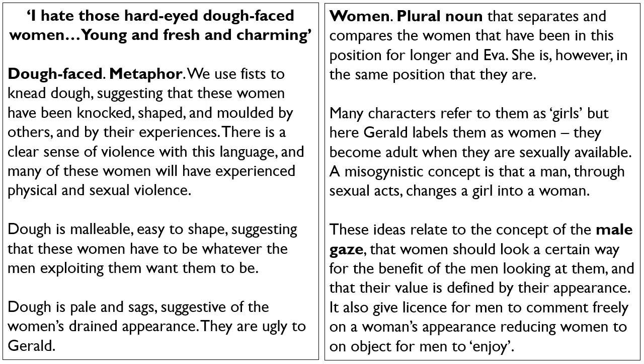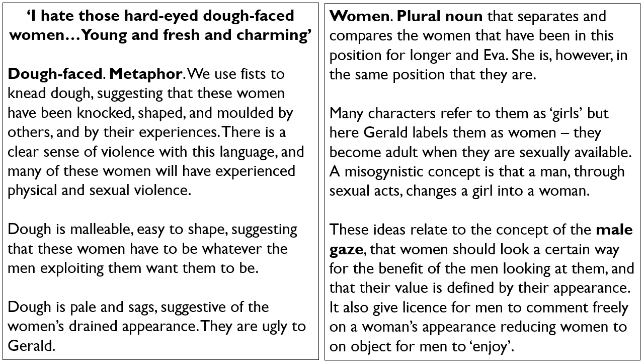When many people talk about Gerald as being a less unpleasant character, when we start to delve into his attitudes here, it reveals him to actually have some really deep-rooted, problematic ideas. He talks about women, which is a plural noun, and it separates and compares the women that have been in this position longer than Eva has. So he's separating the women from Eva because he sees them as different, but she's in exactly the same position they are.